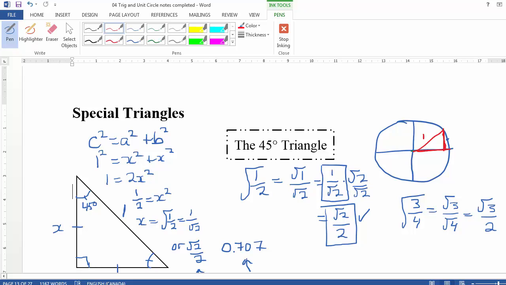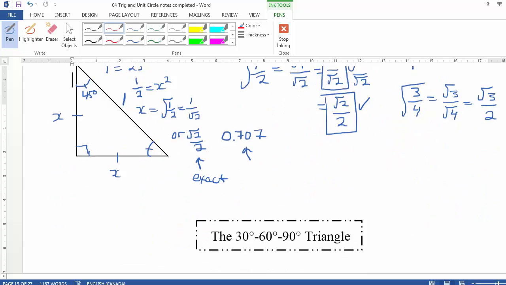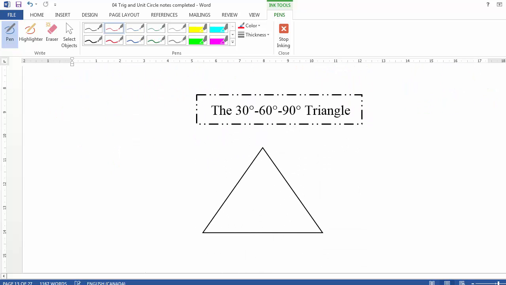Now, my two sides don't look the same. I didn't draw my angle very well. So the length of this side is root 2 over 2. And the length of that side is root 2 over 2. And my writing is very messy on this pad. Okay, so let's try the other one, the 30, 60, 90 triangle.